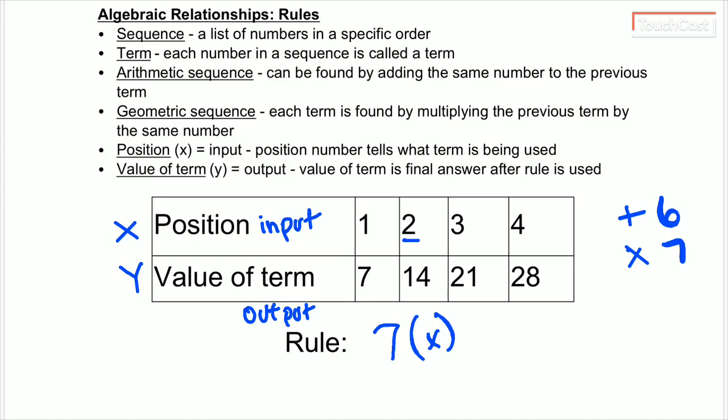To check it, we can plug in any of the position values, so 1, 2, 3, or 4, to see if it works. It's got to work for the entire table. 1 times 7 is 7, 2 times 7 is 14, 3 times 7 is 21, 4 times 7 is 28. So there's our rule for this example.